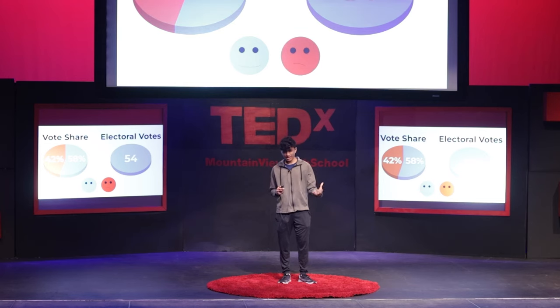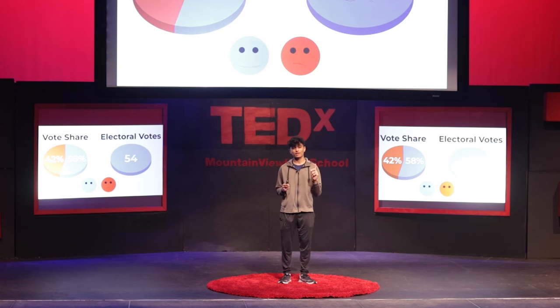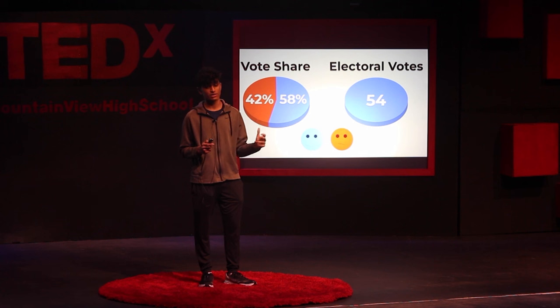So to illustrate this more clearly, let's look at a hypothetical election scenario in the state of California. Again, we have two candidates running in this state, and one candidate gets about 58% of the vote, while the other candidate gets about 42% of the vote. Now, despite what you may think, that candidate with 42% of the vote would have won millions of votes and millions of supporters across the state. However, they wouldn't receive a single one of California's 54 available electoral votes due to the winner-take-all system.